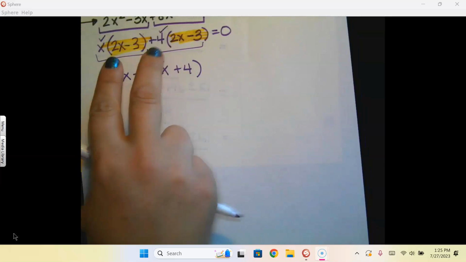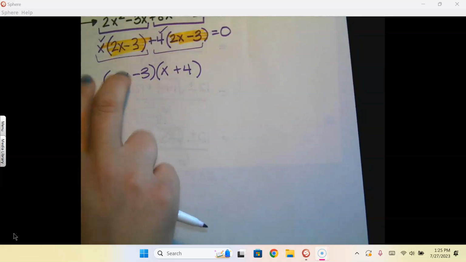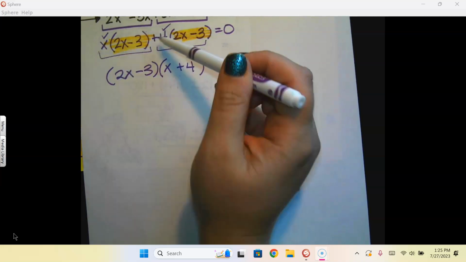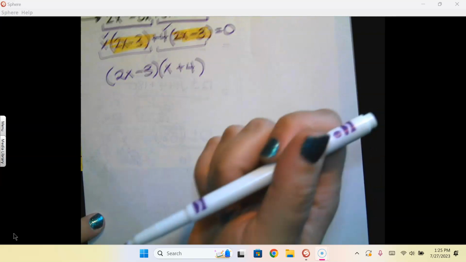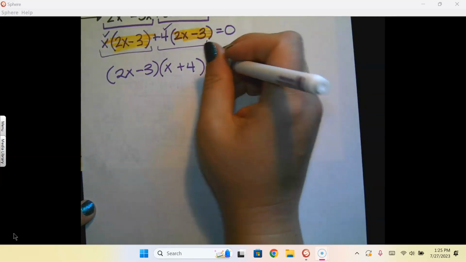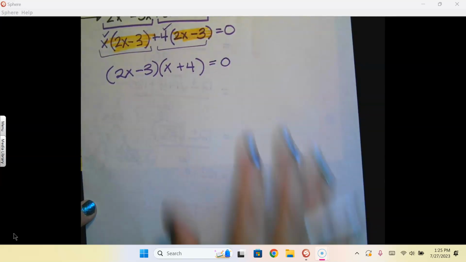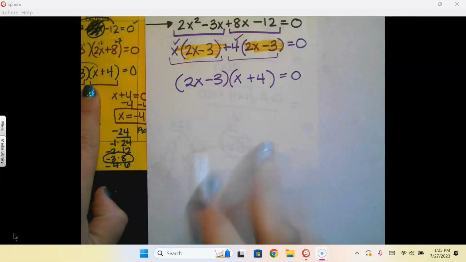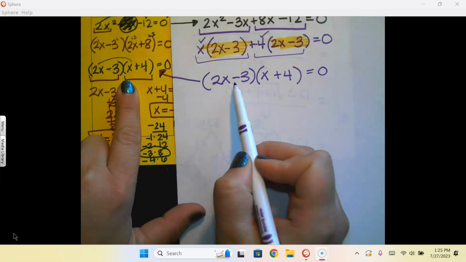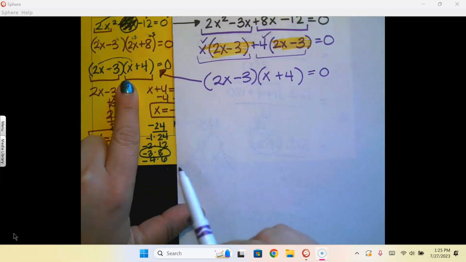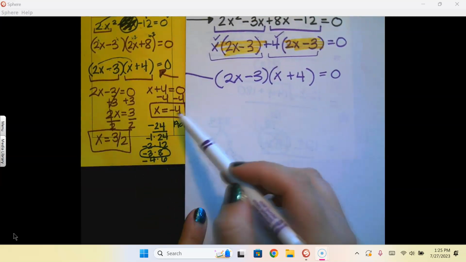The reason why you're not bringing down 2x minus 3s, just to review that again, is because the x and the 4 are both being multiplied by just a 2x minus 3. There's not two of them. Okay, and then you will see that you will get the same thing we got here. And then you would set each of these equal to 0, and that's how you get your 3/2 and your negative 4.